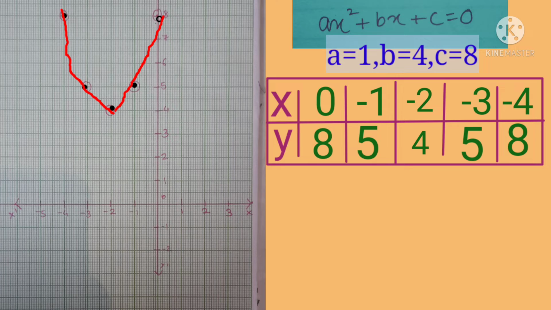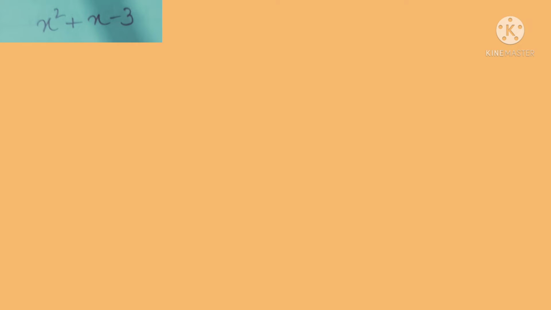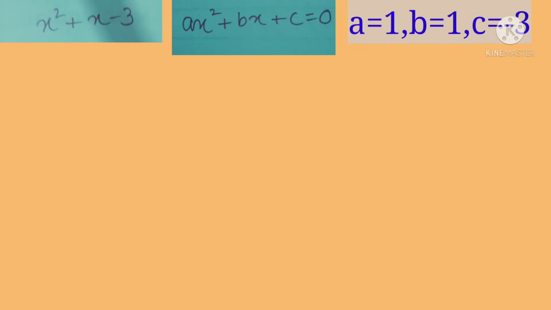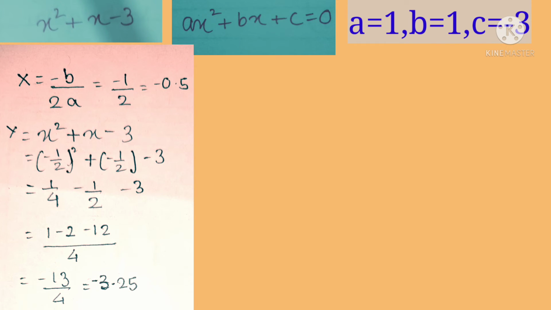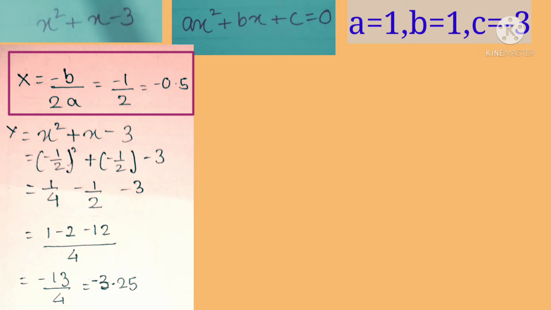I'll take one more example so that the concept will be even clearer. The question is x squared plus x minus 3. Over here we need to put it in the standard form, that is ax squared plus bx plus c, from which we get the values of a, b and c. Now the second step is we need to find the value of x, which is minus b by 2a. Putting in the values, we get the answer as minus 1 by 2, which is minus 0.5.